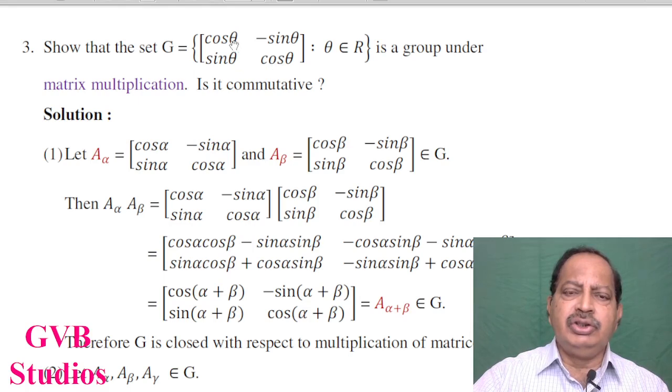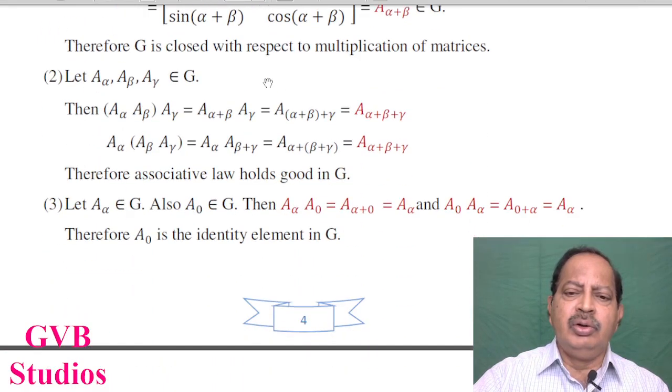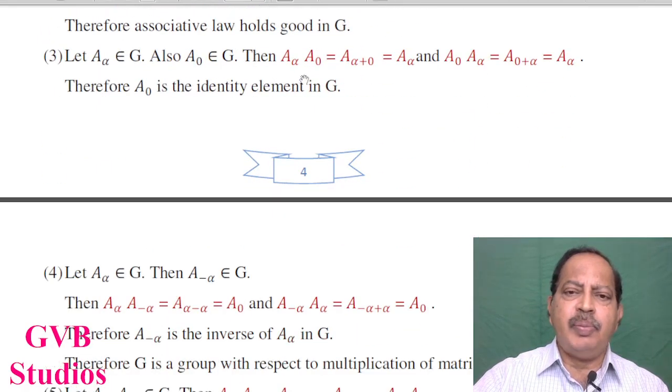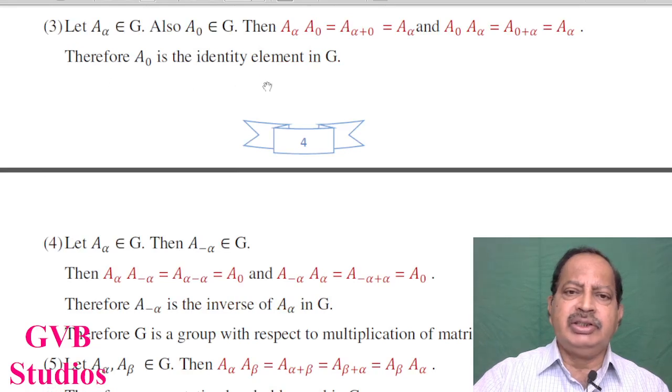And we know that cos 0 is 1 and sin 0 is 0. So we get here 1, 0, 0, 1. In the theory of matrices, 1 0 0 1 is called unit matrix. So thus we have this A0, that is 1 0 0 1, is the unity element or identity element in the set G. Therefore A0 is the identity element in the set G.